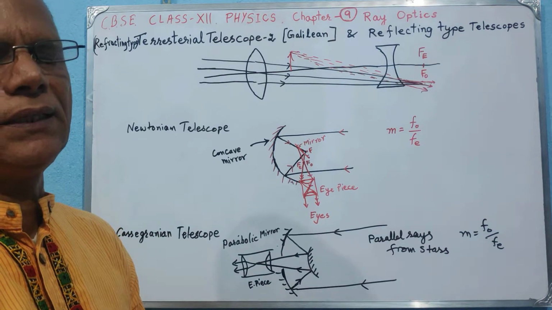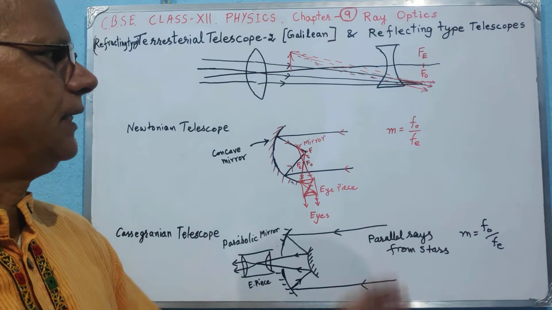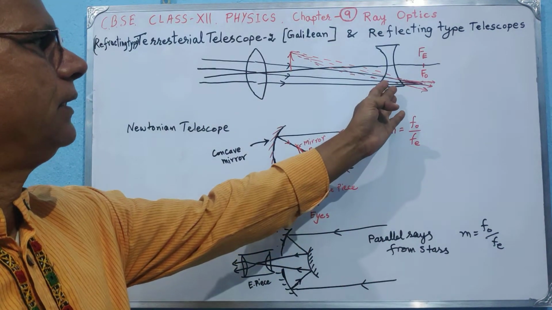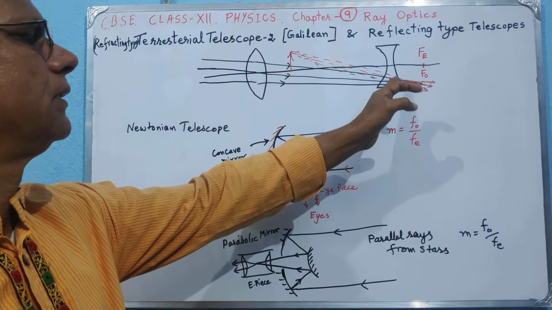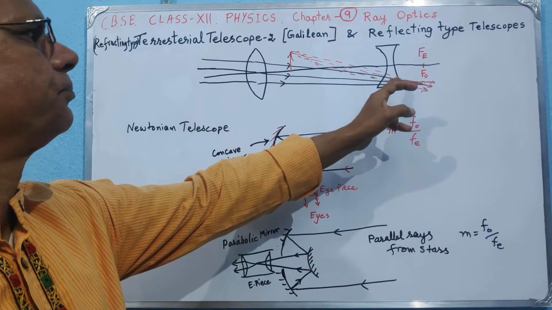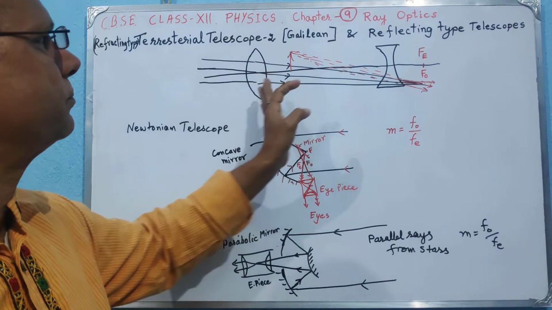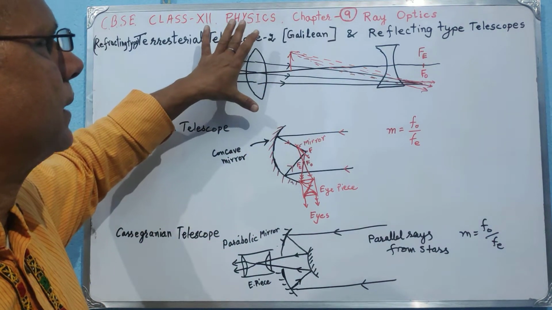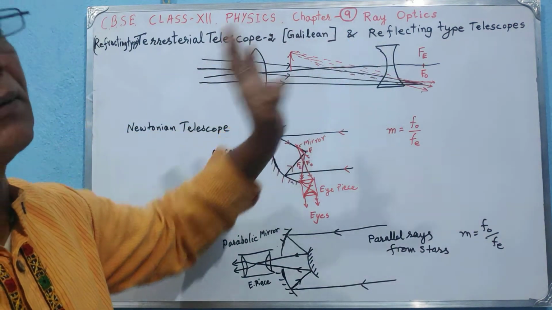Here Galileo brought some new idea. He introduced this concept that instead of using the eyepiece as a convex lens, he used a concave lens, and the objective was big, but I haven't drawn it as big. The concepts remain the same.